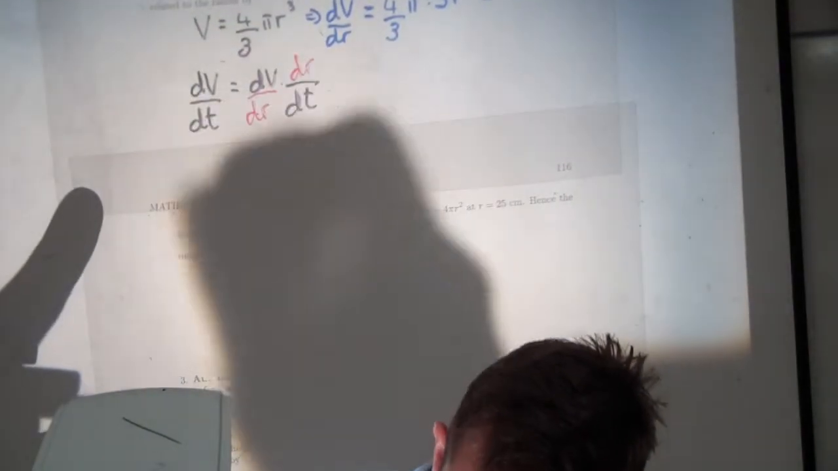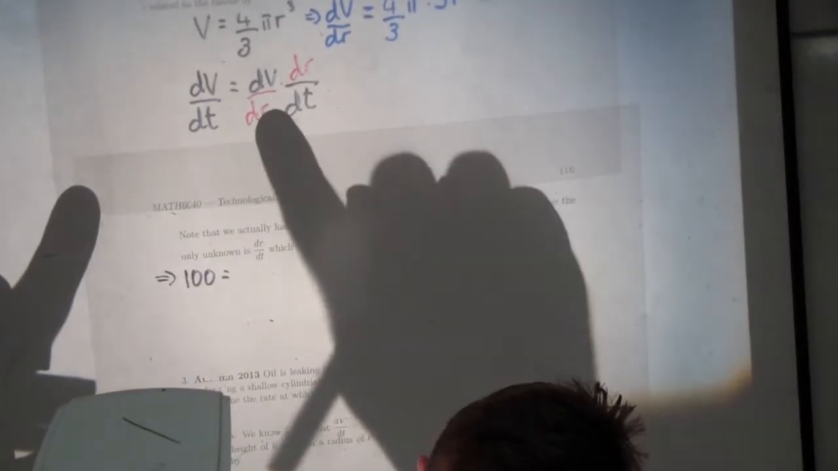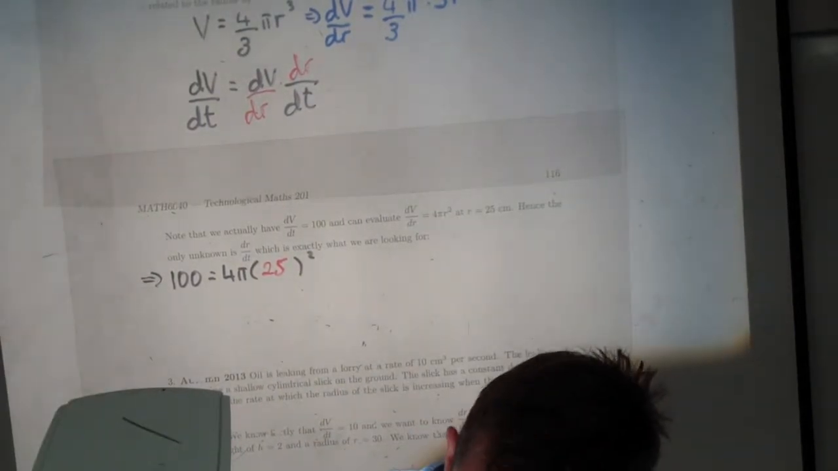So going from here, let's write this arrow, therefore 100 equals dV/dr, which is 4πr², we know the radius is 25, and then times dr/dt. The question is, what's the dr/dt? How fast is the radius of the balloon increasing?